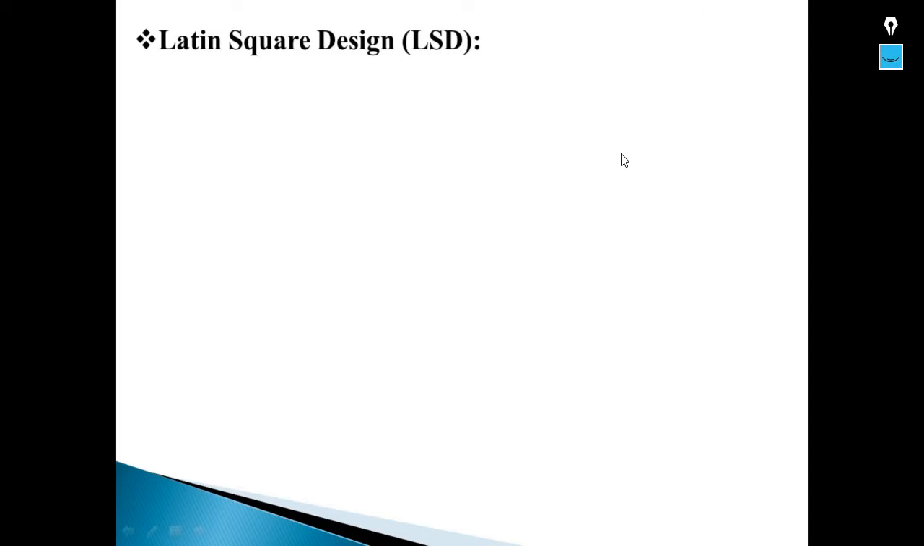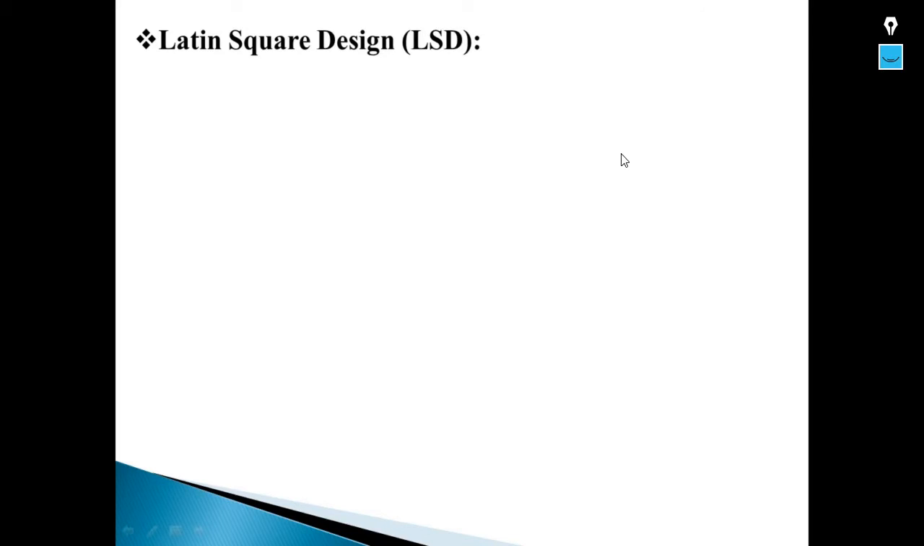So how do we solve this problem? Because we want to conduct this experiment with the help of these two factors, one is batches of raw material and another one is operators. To solve this problem, we use this third design to test the effect of these formulations. In this way we apply our Latin square design in this problem.